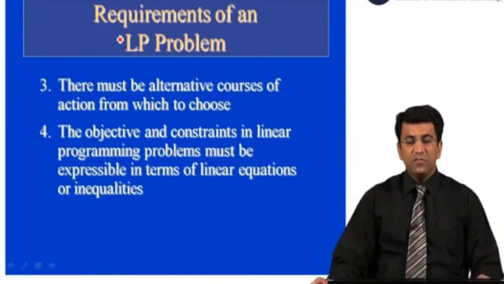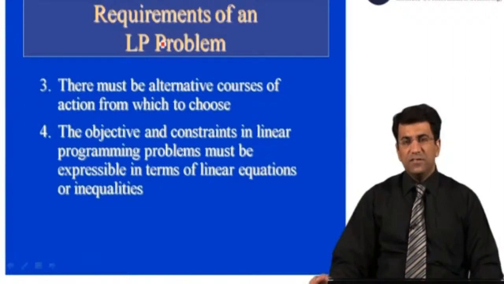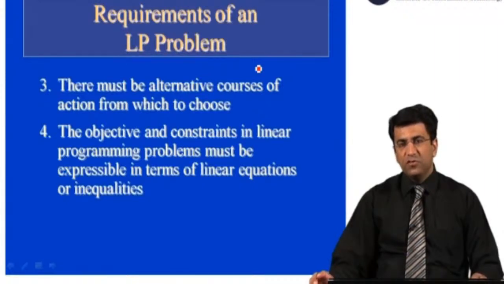The third requirement of linear programming is that there must be alternative courses of action from which to choose. When we go through the different steps of solving linear programming problems, you will find that after defining the objective function, and after defining the constraints in the form of equations or inequalities, finally we will discuss a method through which we can have the different alternatives, and going through those alternatives we will have the idea of what is the best alternative through which we can achieve our objectives.